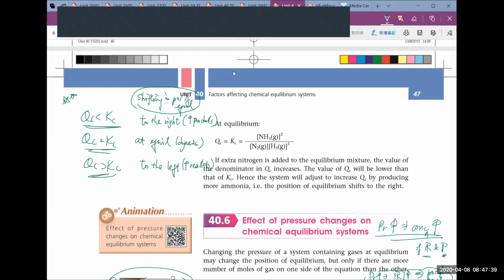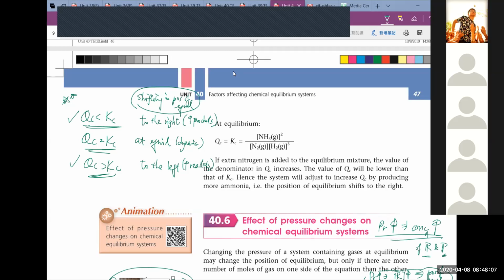So the dynamic equilibrium, of course, refers to the case that Qc equals Kc. Well, if Qc is no longer equal to Kc, just like this one, with Qc either smaller than or greater than Kc, so what will happen? There will be shifting in equilibrium position respectively, one towards the right, the other one towards the left. Do you understand?